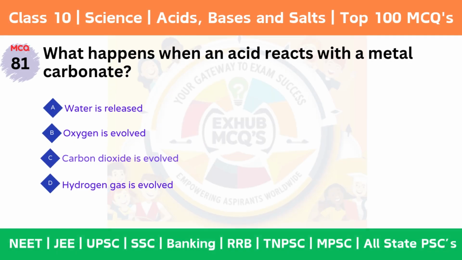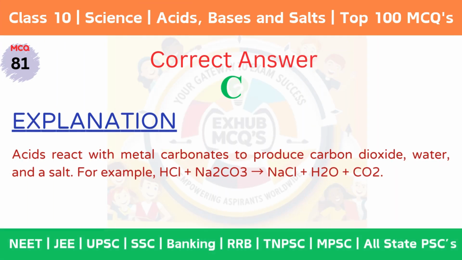MCQ 81. What happens when an acid reacts with a metal carbonate? Option A, water is released. Option B, oxygen is evolved. Option C, carbon dioxide is evolved. Option D, hydrogen gas is evolved. The correct answer is option C, carbon dioxide is evolved. Explanation. Acids react with metal carbonates to produce salt, water, and carbon dioxide gas. For example, HCl reacts with Na2CO3 to produce NaCl, water, and carbon dioxide.